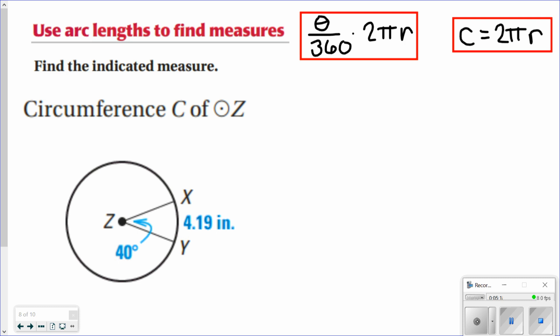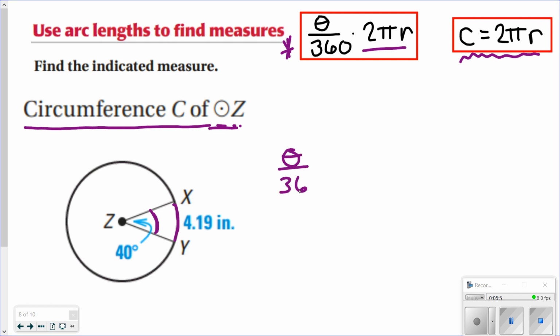For our next problem, we want to find the indicated measure. This time we want to find the circumference of the circle Z. So if you look carefully, we know what the arc length is. It's 4.19. We also know what the angle measure is, theta, 40 degrees, but we want to figure out the circumference. Now here's our equation, but remember 2 times pi r is really circumference C. So I'm going to rewrite my equation as theta over 360 times C is equal to the arc length.